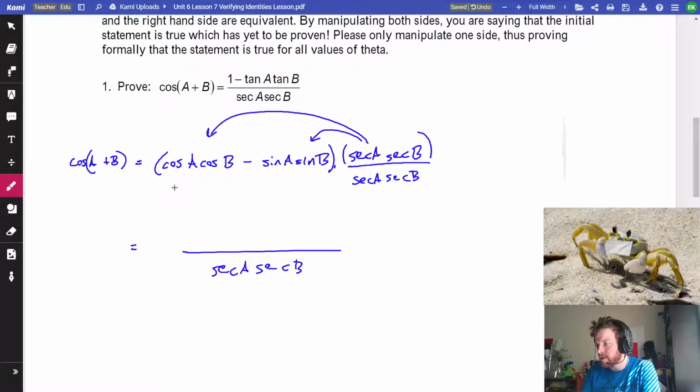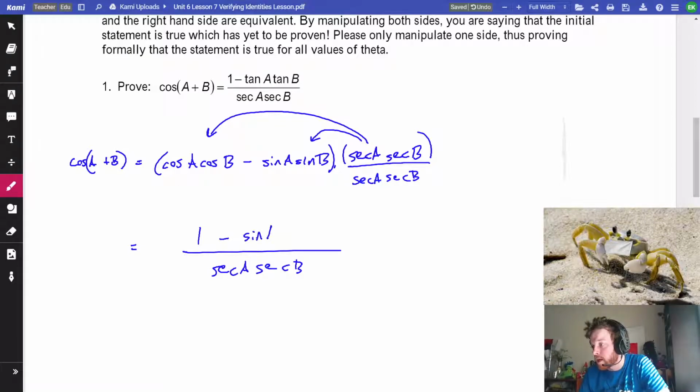And secant A secant B times cosine A cosine B. Well, secant A secant B, that's just 1 over cosine A cosine B. Secant A times cosine A, those are reciprocal functions. That's 1. Secant B times cosine B, those are reciprocal functions. That's just 1. 1 times 1 is 1. I have that 1 that I wanted in the beginning. And I believe the same thing is about to happen with the secant A secant B and sine A sine B. Secant A sine A is sine A over cosine A.